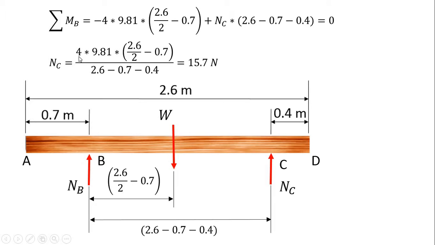Okay, now some things that I used to make this calculation. I of course needed the mass of the beam, I needed gravity, the length of the beam, and these lengths 0.7 and 0.4. That's the length from A to B and from C to D here. So here's my free body diagram with points labeled.